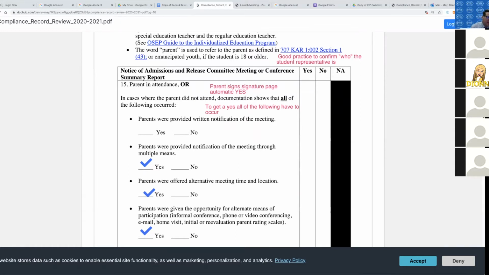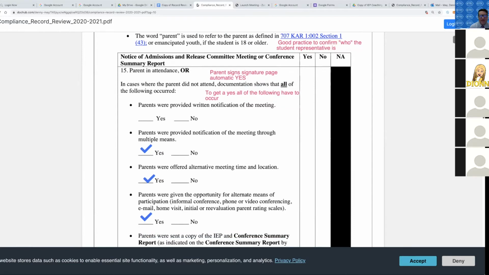If the parent signed the signature page and it's in the record, we just look at the conference summary minutes really quickly and see subject verb agreement again. Did the parent sign? If they did, this is an automatic yes on number 15. If they did not sign, in cases where the parent did not attend, documentation shows that all of the following occurred: that the parent got written notice of the meeting, that they received the ARC notice. So you would need a signed ARC notice if they didn't attend.